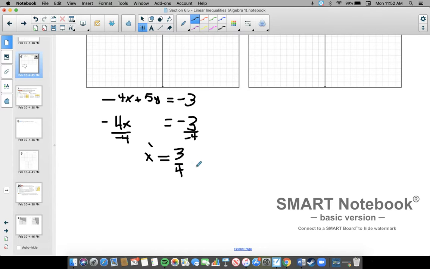stop. Okay, y-intercept, we're going to do the exact same thing. We plug in 0 for x, so this term goes away. So what we're left with is 5y equals negative 3. So we divide by 5, so y is going to equal negative 3/5.